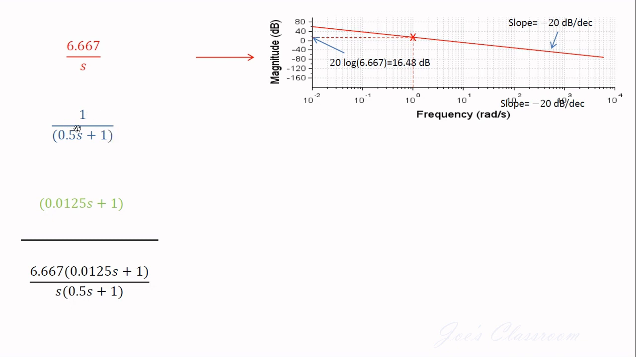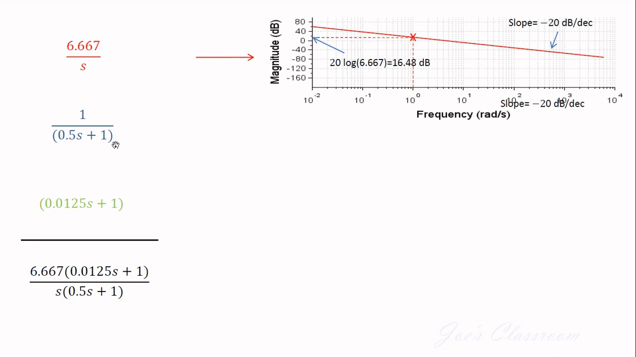So this is of the form k by 1 plus ts the whole power n, where k is 1 and n is also equal to 1 and t is equal to 0.5. And this is a first order term, therefore, a term resulting in a pole at the real axis. If I draw the magnitude plot for this, there will be a pair of lines with a corner frequency. The corner frequency is given by 1 by 0.5. Okay, 1 by t is the corner frequency.